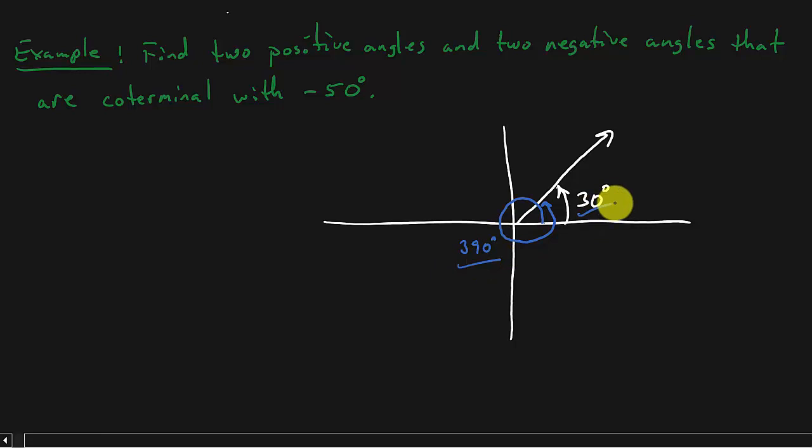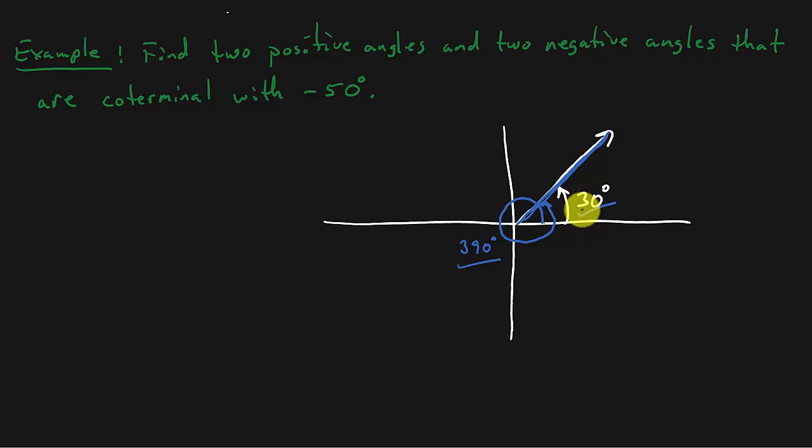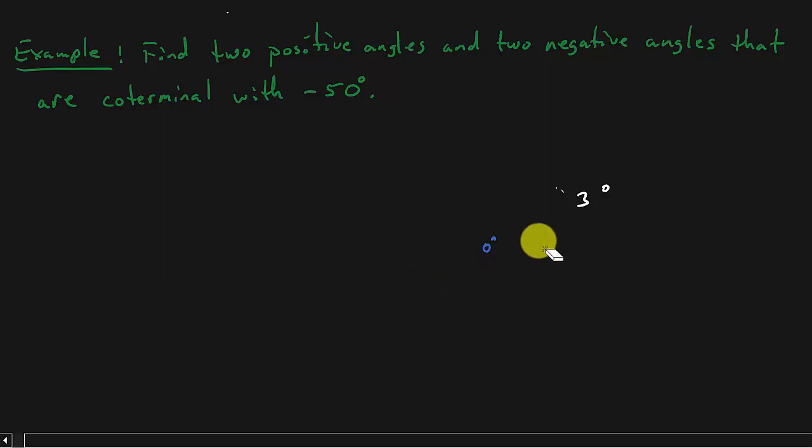This angle and this angle are coterminal. They have the same terminal side. You see that? Just different amounts of rotation. So if you have an angle measure, to find an angle that's coterminal, you can just add 360 degrees to it, or we could subtract 360 degrees from it.